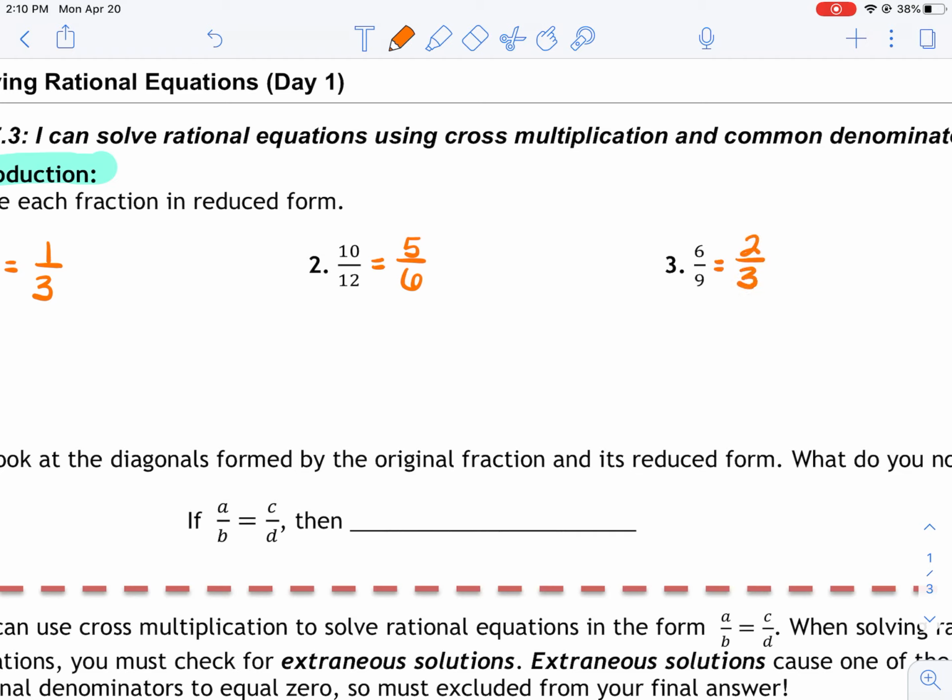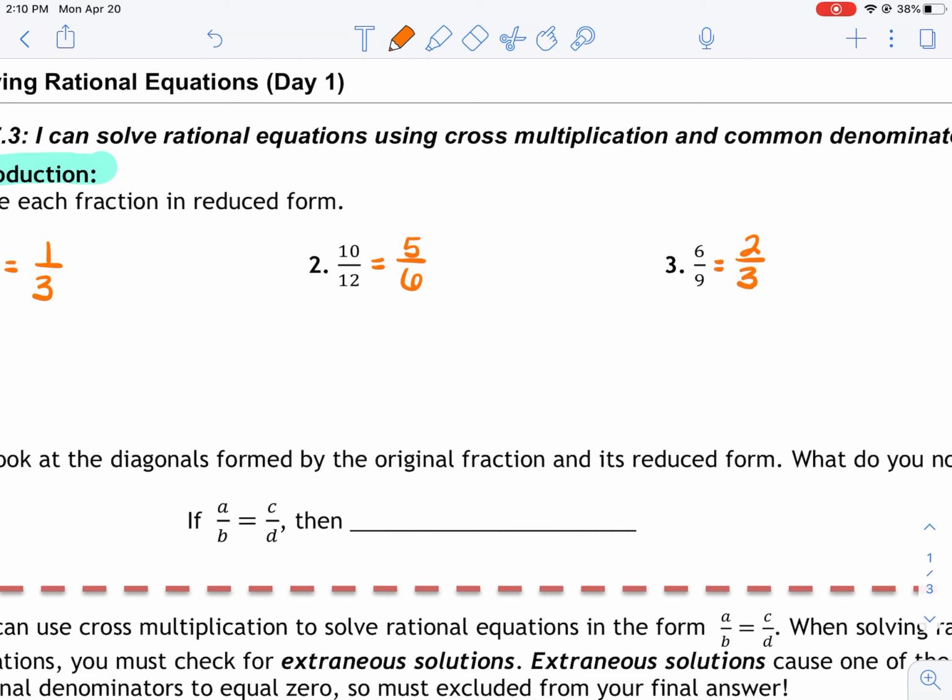So in general, if we have this proportion here, A over B equals C over D, what we just found or reviewed is that A times D is equal to B times C. And the order does not matter, so you could also think of it as B times C equals A times D. Okay, so we're going to use this idea of cross multiplication to solve some rational equations.